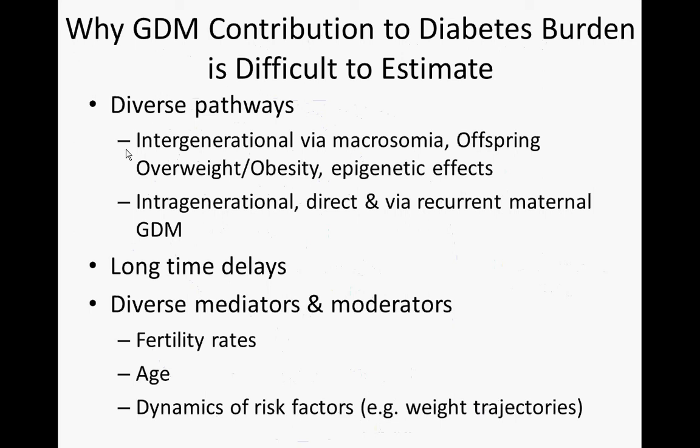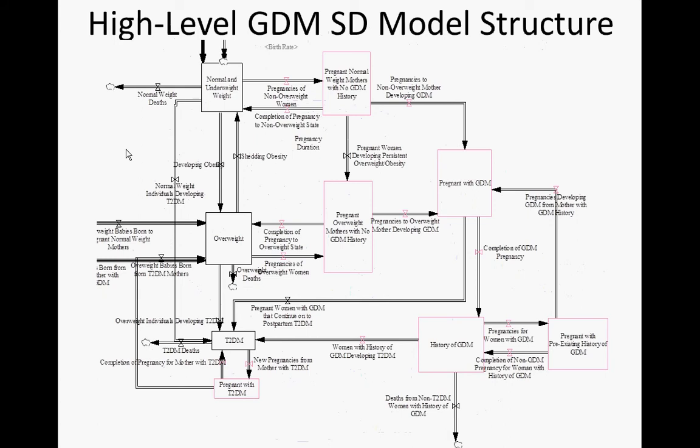Despite these linkages being fairly well documented in isolation, estimating the contribution of gestational diabetes to type 2 diabetes, understanding the attribution, is difficult. It's extended through diverse pathways. There are long time delays associated with it, which make it difficult to run large-scale longitudinal studies. And it's affected by a variety of mediators, including fertility rates, the age of the mother at time of giving birth, and dynamics associated with risk factors that change in parallel, such as weight trajectories.